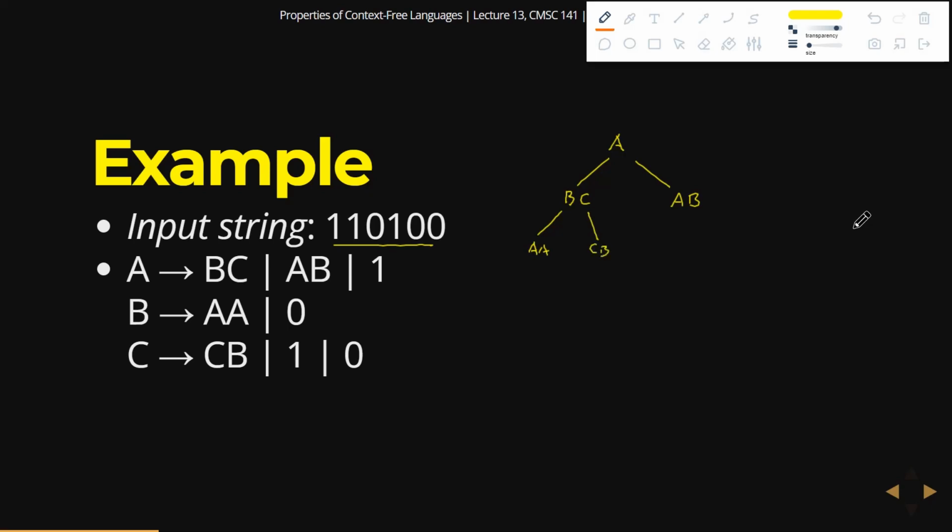But then A again could either be BC or AB. Then this A could also be BC or AB, and so on. And then this A could again be BC or AB. This B could be AA, AA, and so on. So you'll notice that because of the A here, this will result in way too many branches. Okay, there's way too many possible derivations of the string. So if we do this, it will take too much time.